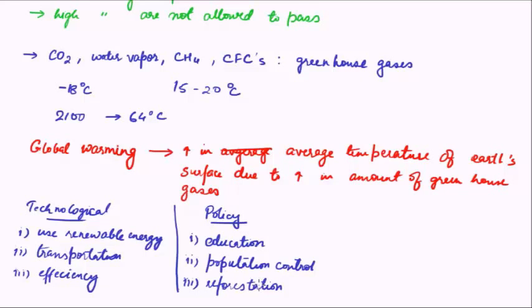We need to increase the concentration of trees and plants, not just in forests. There has to be reforestation, but also in our townships and cities. So this is part of a policy as well as an action plan that needs to be implemented, not just from the government's end, but also from the public end.